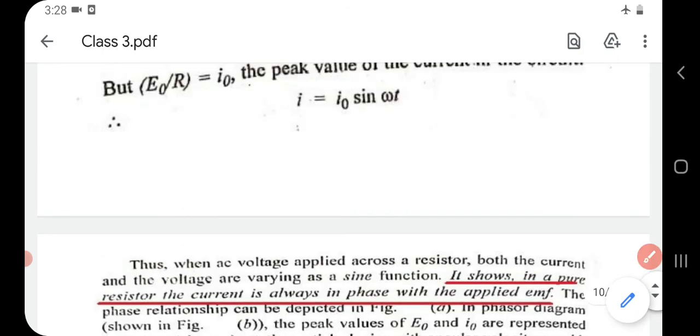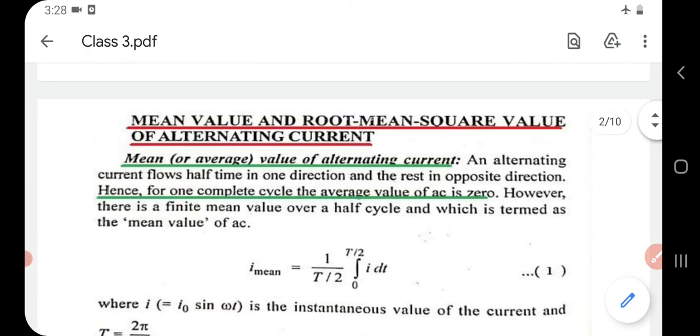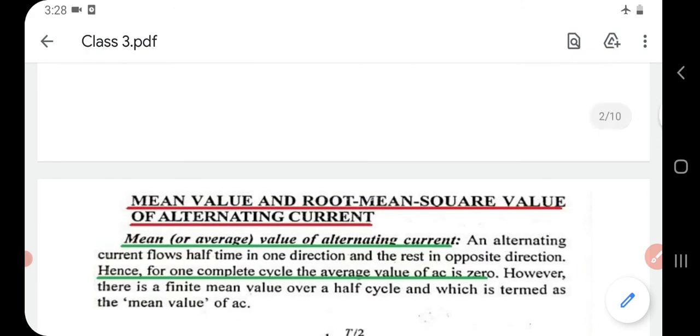Okay, that is enough for today. Please go through the derivations for mean value and RMS value of AC, then the definitions of phasor and phasor diagram, then the representation and explanations for an AC circuit containing only resistance, that is, how EMF and current vary.